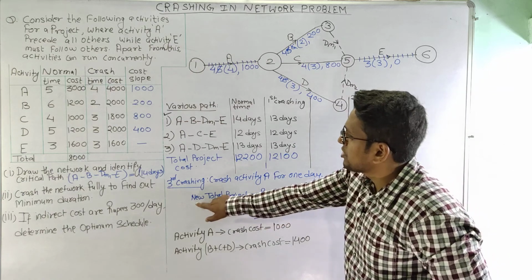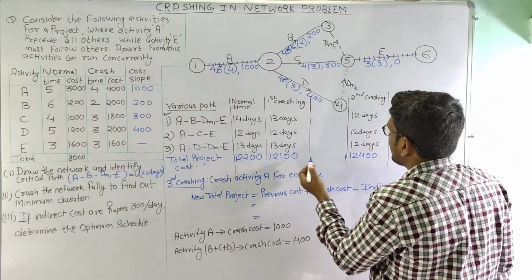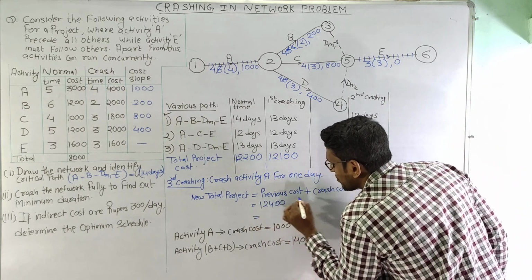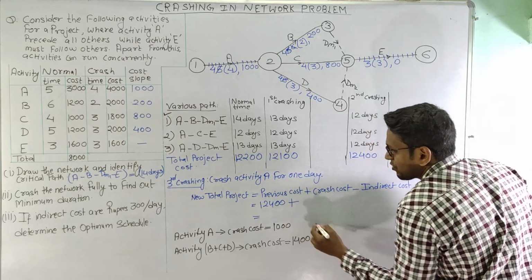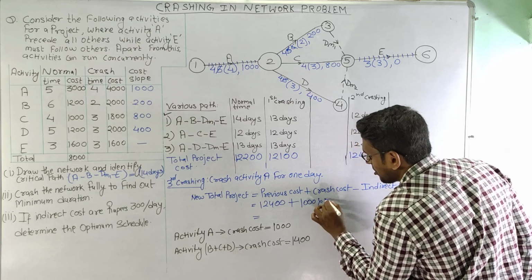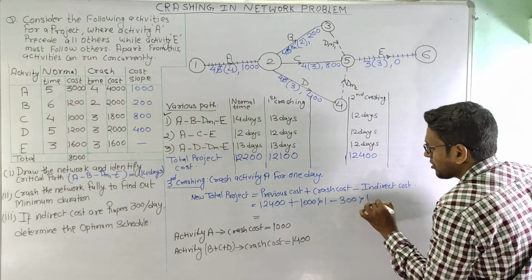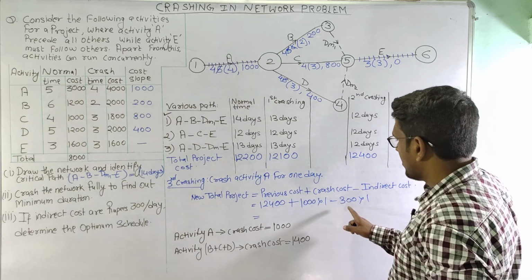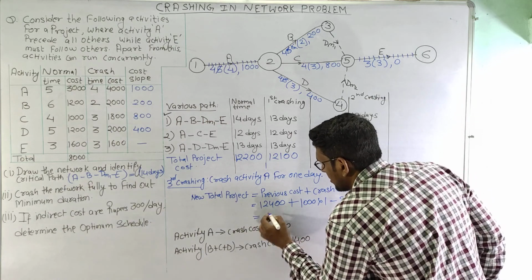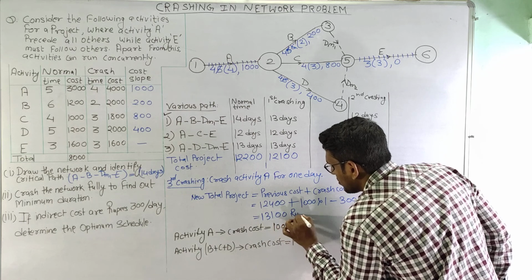Now let us calculate the new project cost here. So it is the previous cost, which is equal to 12,400, plus the crash cost for activity A, 1000 into number of days 1, minus indirect cost, rupees 300 into number of days 1, and here this will become plus 700, 13,100 rupees.